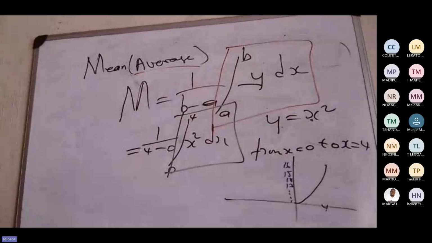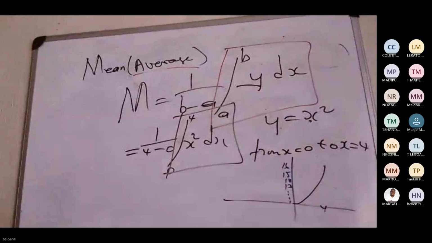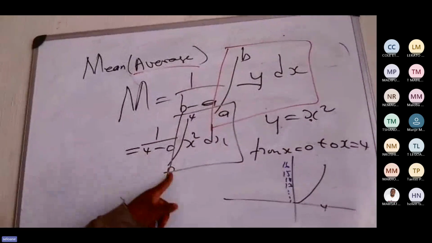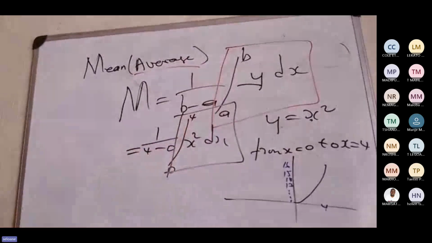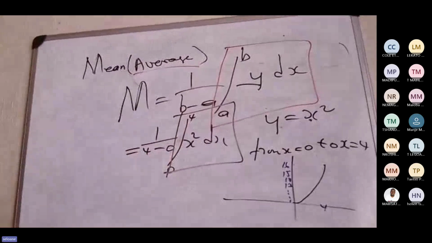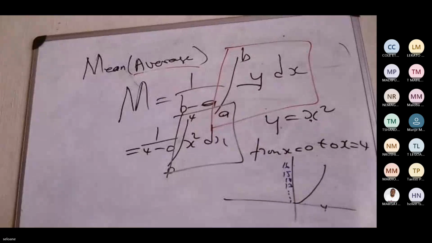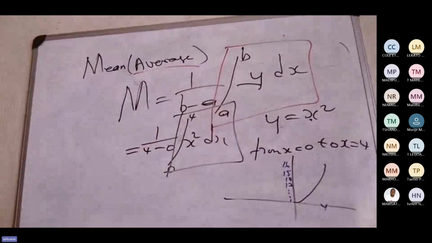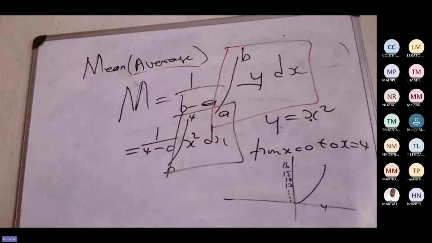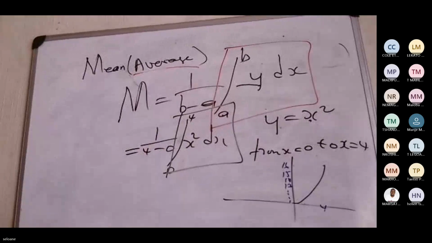The integral of x squared, you evaluate that from 0 to 4. Don't forget, then you multiply it by 1/4. Then that will give you the answer. We don't even have to finish it. It's straightforward. That's good.